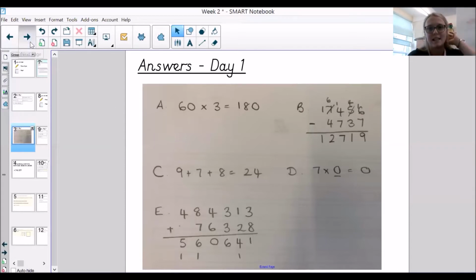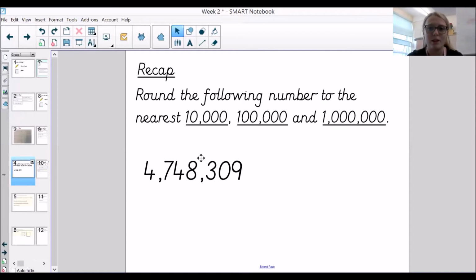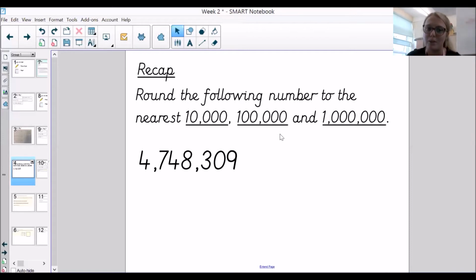Okay, so for today's learning, as I said, we're going to be doing rounding. I just want to recap what we were doing last week, because that's going to help you answer the questions that we're going to do today. So the first thing I want to do is round the following number to the nearest 10,000, 100,000 and 1 million. I hope you can remember the rhyme that we learnt last week, but I'm just going to remind you if not.